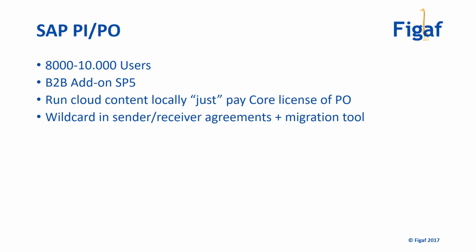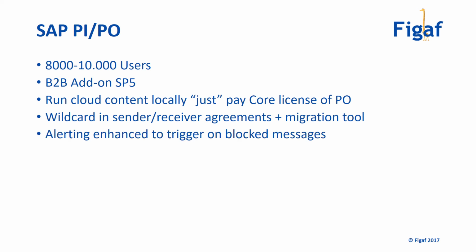Then there's the wildcard and sender-receiver agreement, and the migration tool has also been updated, so it's a lot easier to move these into iFlows and ICOs on PO 7.5, I think it is. Yeah, I guess most of these things is happening on 7.5. I think this wildcard receiver was also on previous releases. Not sure. On a support packet there.